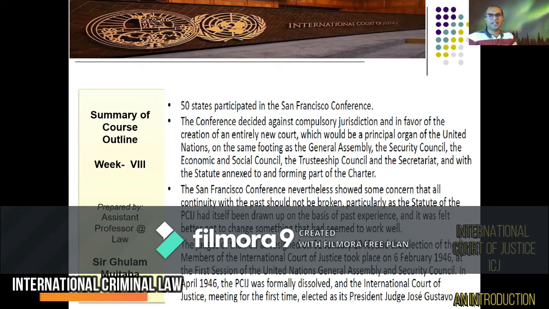The judges of the PCIJ resigned on 31st January 1946, and the election of the first members of the International Court of Justice took place in February 1946 at the first session of the United Nations General Assembly and Security Council in April 1946. The PCIJ was formally dissolved, and the International Court of Justice, meeting for the first time, elected as its president Judge Jose Gustavo.